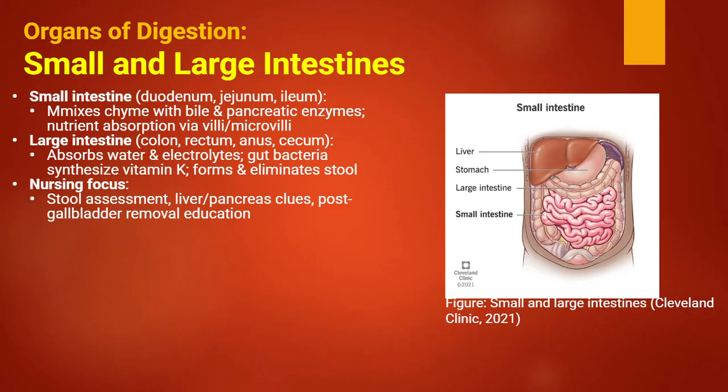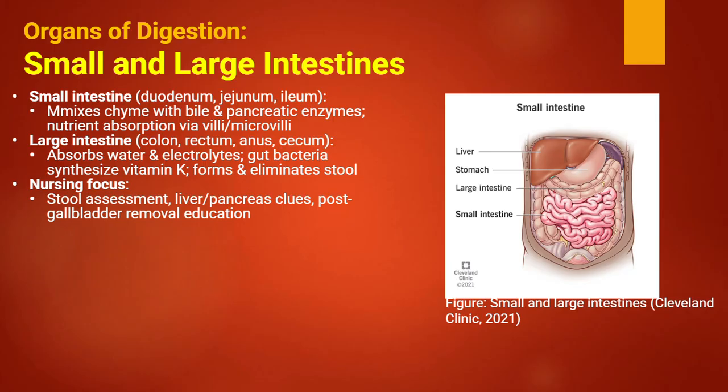The jejunum and ileum are lined with villi and microvilli, which dramatically increase surface area for absorption. This is where most nutrients, including vitamins, minerals, proteins, fats, and carbohydrates, enter the bloodstream. Without proper function of the small intestine, malabsorption syndromes can occur, leading to malnutrition.